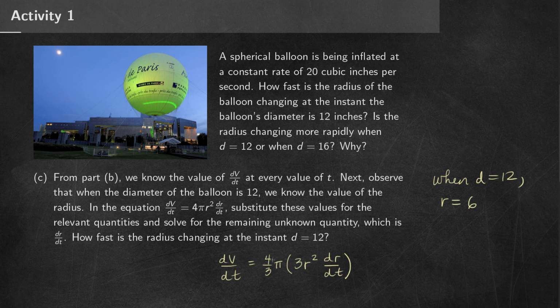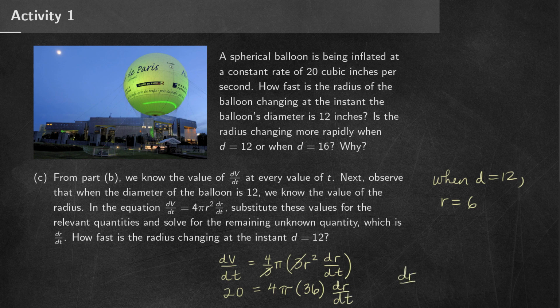Okay, so in other words, we're going to replace dv dt with 20. We know that's equal to 20. On the right-hand side, we can multiply this 3 by this 1/3, and that's going to cancel out. And then we just have 4 times pi times r squared, but we know at this moment in time when the diameter is 12 that the radius is 6. So r squared is going to be 36 times dr dt. And we can solve for dr dt.